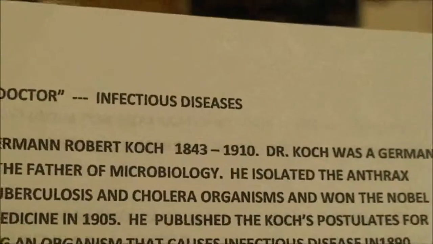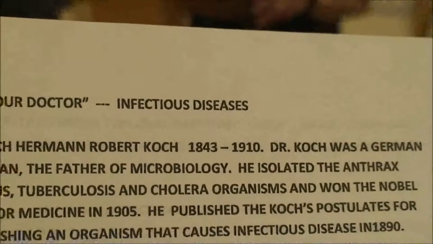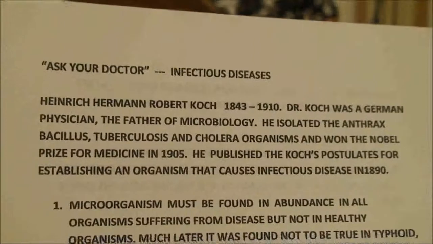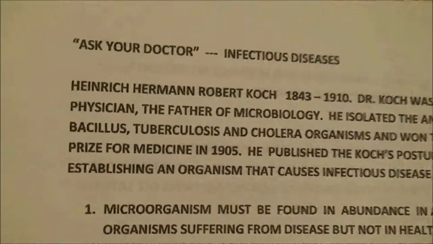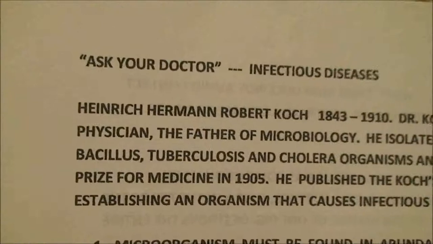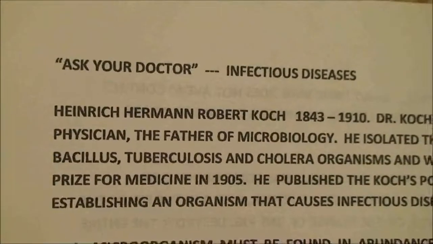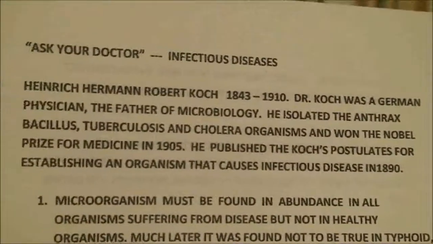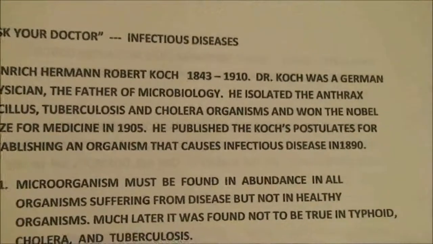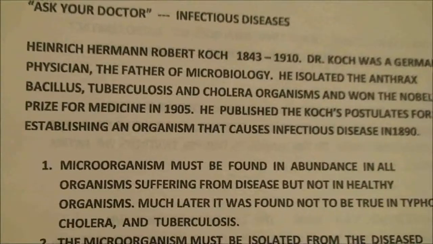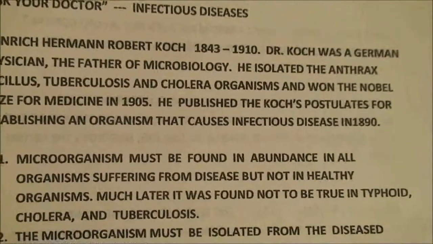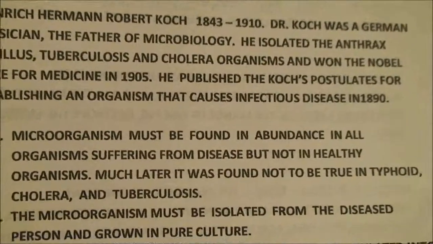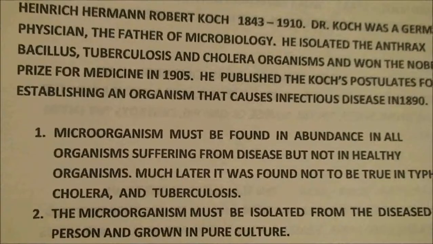These are interesting, and I wrote them out because it's much easier to understand them when you see them than it is to hear them. But anyway, Heinrich Hermann Robert Koch, born in 1843, died in 1910. He was a German physician, the father of microbiology. He isolated anthrax bacillus, tuberculosis and cholera organisms, and he won the Nobel Prize for Medicine in 1905. He published Koch's postulates for establishing an organism that causes infectious disease in 1890.